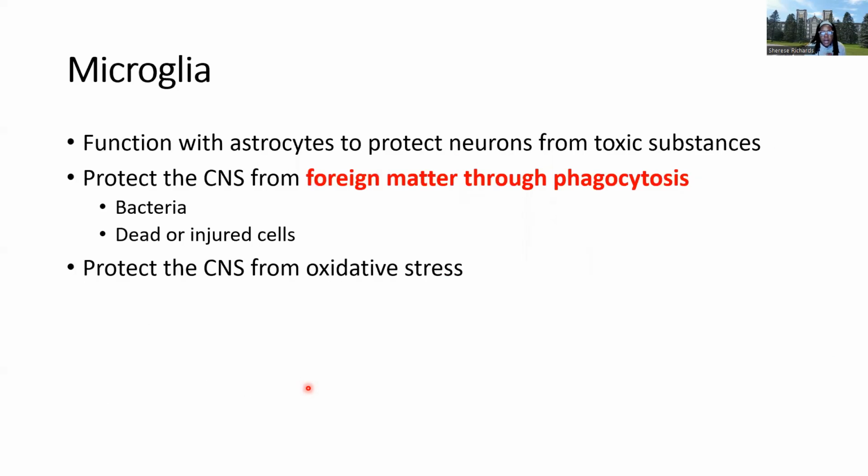Microglia. So microglia are also helping to protect from toxic substances. They're going to play a more active role in that protection by actually engulfing bacteria. This is called phagocytosis, which is where the cells can essentially eat other components in the tissues or in the cell. So they can engulf bacteria, they can engulf old or dead or dying or injured cells, and they can protect the brain from oxidative stress or toxic exposure as well.